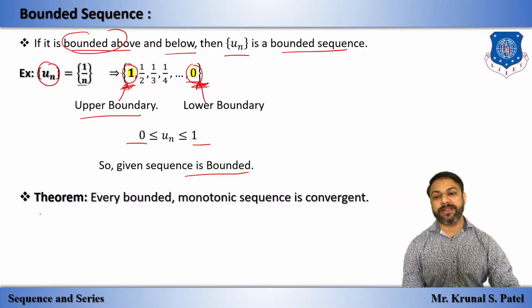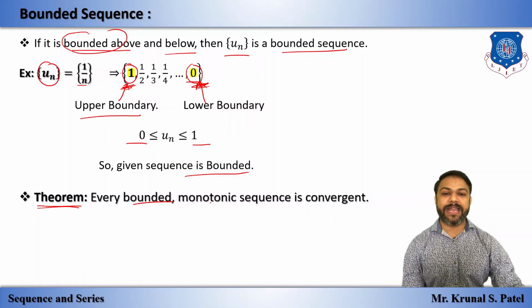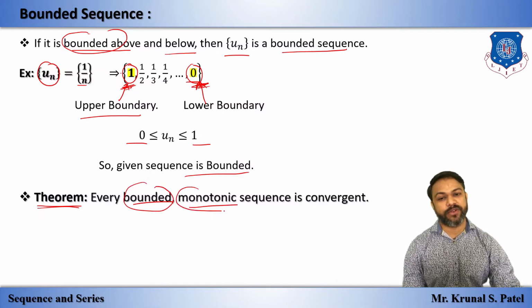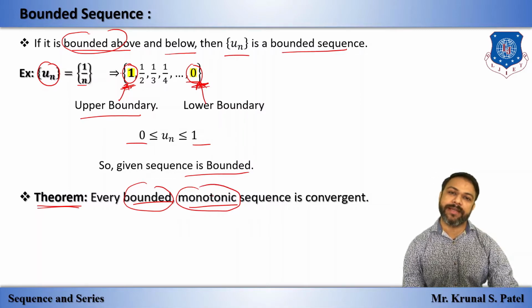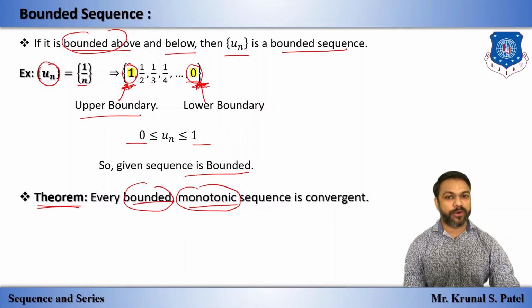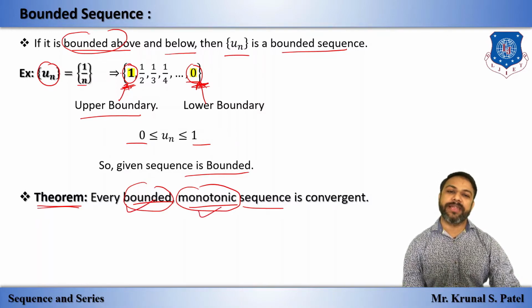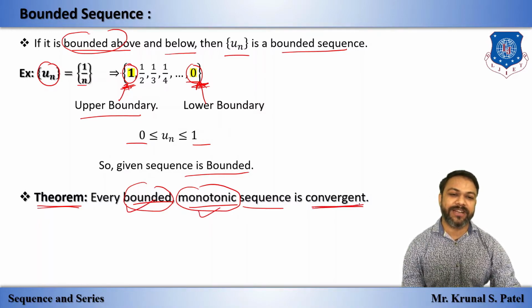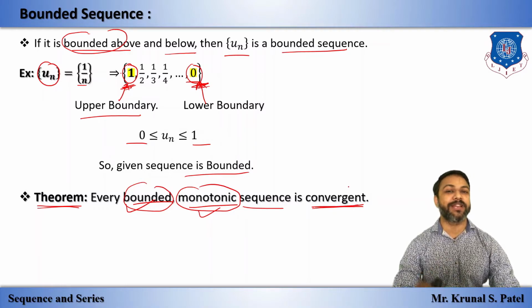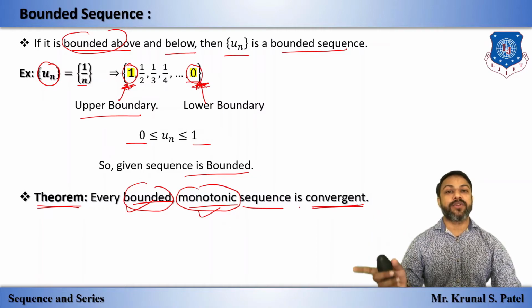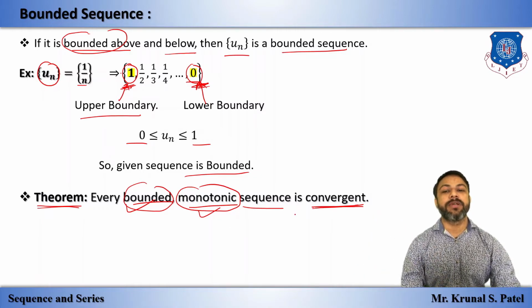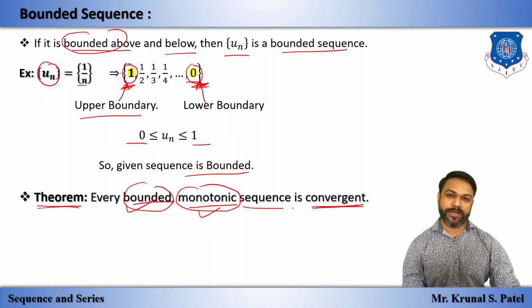Now we have one theorem, and the theorem says that every bounded and monotonic sequence, bounded we have seen, and also monotonic, we know that if a sequence is increasing or decreasing, we can say that it is monotonic. So if any sequence is bounded and monotonic, it is convergent. So we have one more theorem for convergence. That was the concept from limit, and this is the concept from bounded and monotonic.